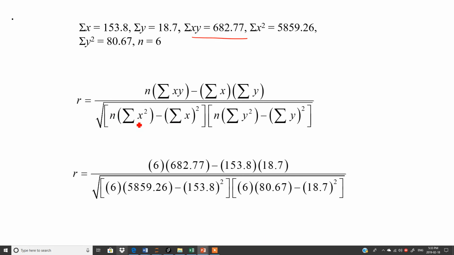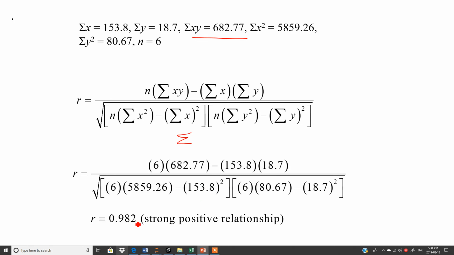And keep in mind there is a difference between the summation of x square and the summation of x whole square. The summation of x square is the third or fourth column, but the summation of x is the first column, and then you have to make the square of that total. This is x square: make the square of each element of x, then make the total.